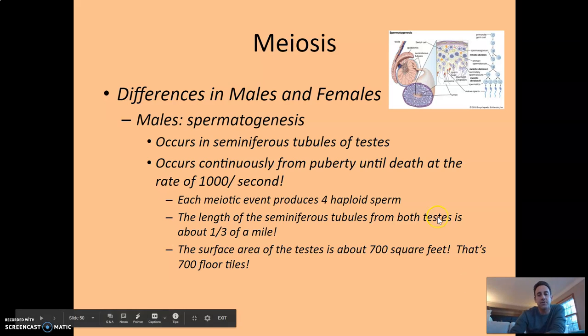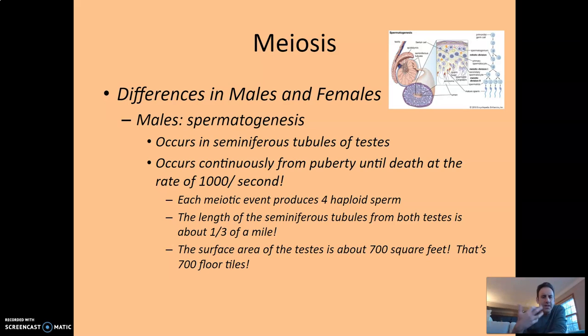The length of the seminiferous tubules of both testes is about 1/3 of a mile, and the surface area is about 700 square feet. And so, if you're trying to grasp how it could be 1,000 per second, you have to remember you've got cells in the wall of this thing for about 1/3 of a mile worth of cells doing this process constantly. And so along that huge length, about 1,000 of them every second are just going to happen to be finishing up the process. So lots and lots of sperm are being cranked out by the average male, literally by the second.